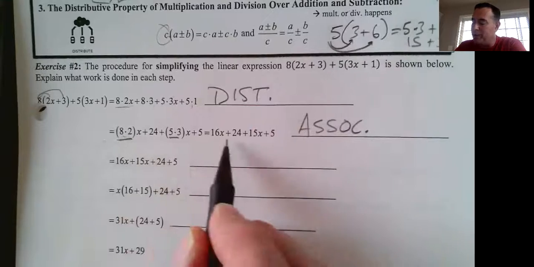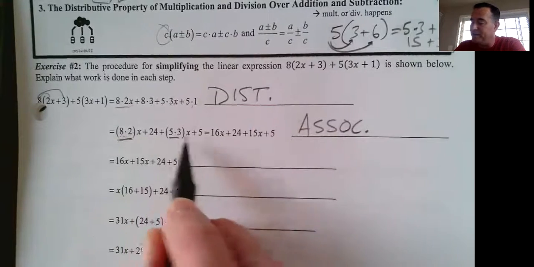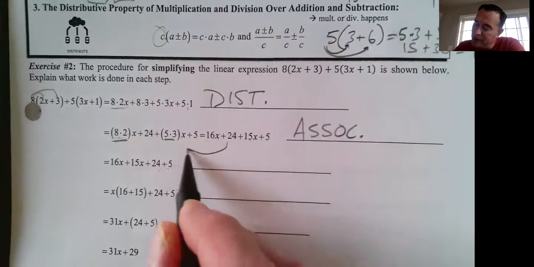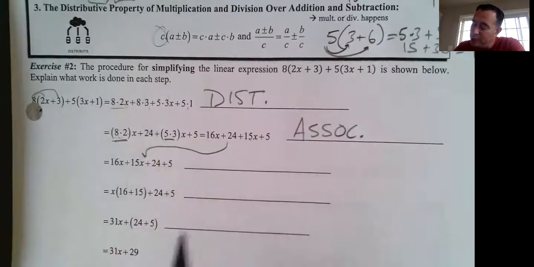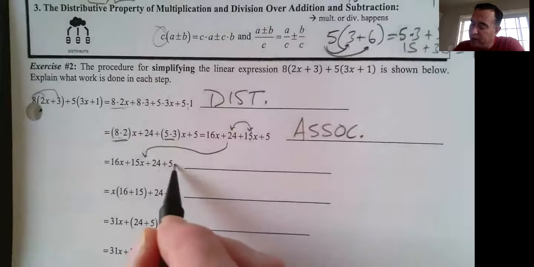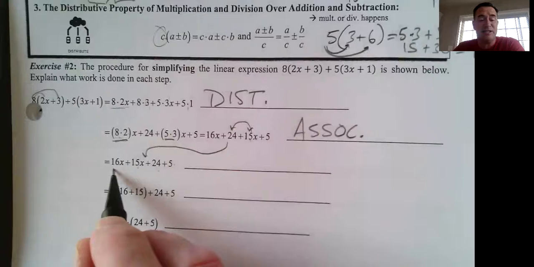So we did that work, and then they just said 8 times 2 is 16, 5 times 3 is, we don't have to write that one down. So what I'm looking at now is the change from this step to this step. When I look at that, it appears as though I have moved these 2 in order. So the 24 is next to the 5, and the 15x is next to the 16x.